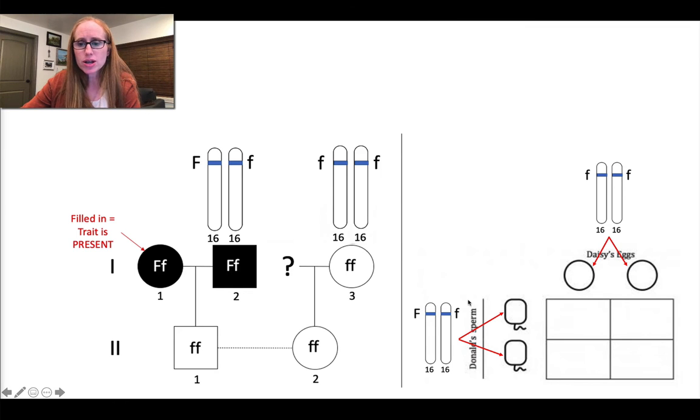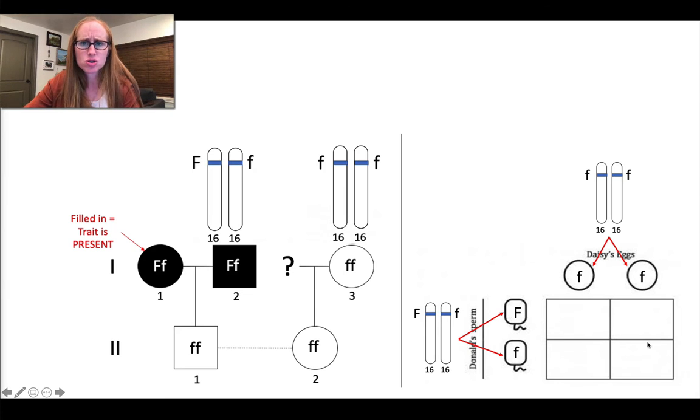So both of her number 16s have a little f on them. And so if we go and look at what kind of sperm Donald can produce, well, remember, a sperm is going to get one allele of the two. And same thing for the eggs. So we can see that Donald's going to produce a big F or a little f, whereas Daisy's going to produce only little f's. So if this egg and this sperm get together, then we can tell what offspring we'll get. If this egg and this sperm get together, so on and so forth.